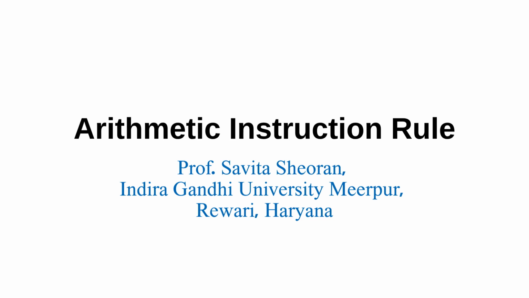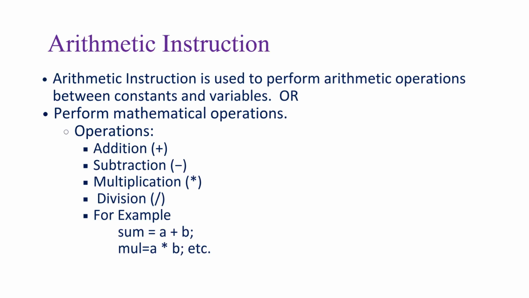Instructions we used in these programs. We have 3 types of instructions in C, of which the type declaration instruction has already been discussed in the previous video. Now, let's discuss arithmetic instruction. The first question is: what is arithmetic instruction? It is used to perform arithmetic operations between constants and variables. Or we can say it is used to perform mathematical operations such as addition, subtraction, etc.